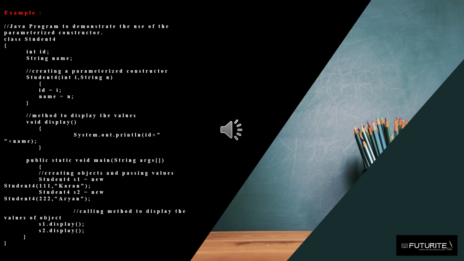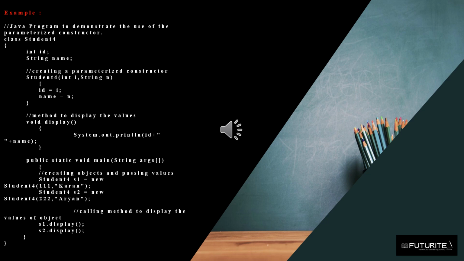Now there is a main method. Here we are creating two objects, s1 and s2, of the same class. Once we create this object with the new keyword, the student4 parameterized constructor is being called. How do you understand? See, here you are creating new student4, the constructor, and you are passing two arguments: 111, which goes to the i variable, and the name, which goes to the n variable. The i value 111 is being initialized to the id variable, and the n value is being initialized to the name variable. The same way, the second object also applies.